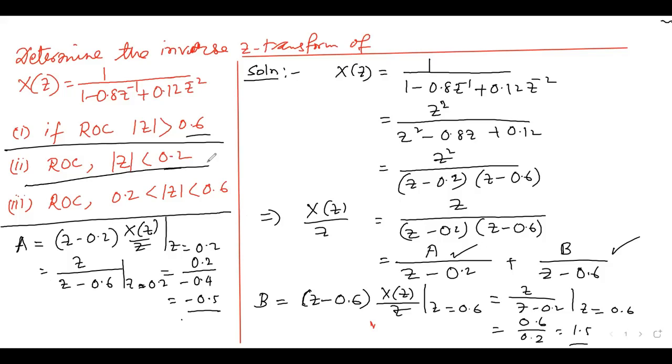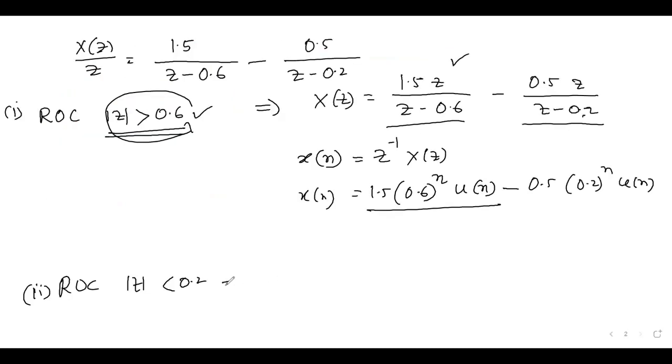Mod z less than 0.2. That means, what will be the value of xn? We have two radii, 0.6 and 0.2, and here the region of convergence is given as mod z less than 0.6.